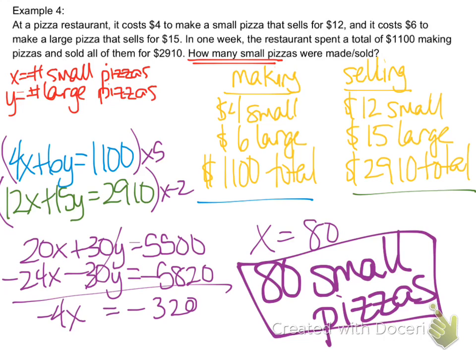And the reason I solved it for x was because the question only asks, in this particular case, how many small pizzas were made and sold. Since I defined my x as the number of small pizzas, it made sense to solve it for the x. And I find that there are 80 small pizzas. Make sure you're answering the question.